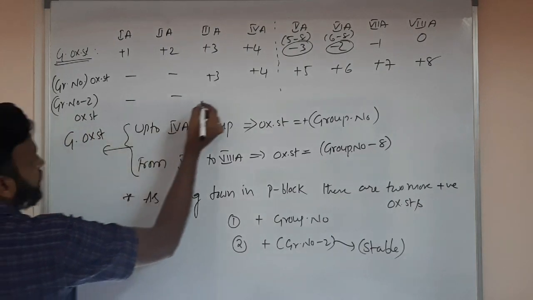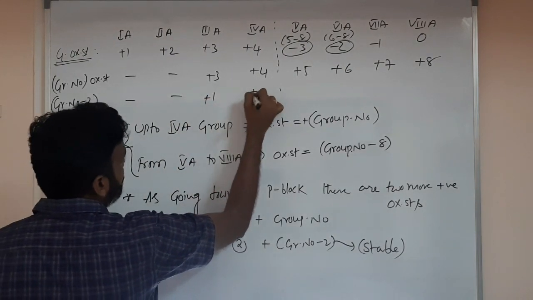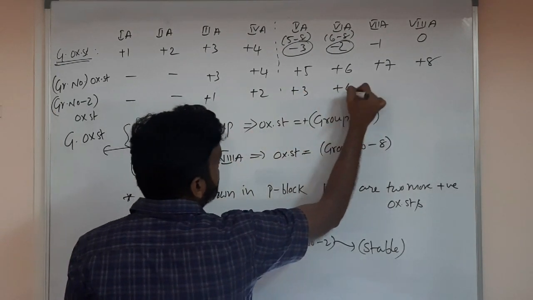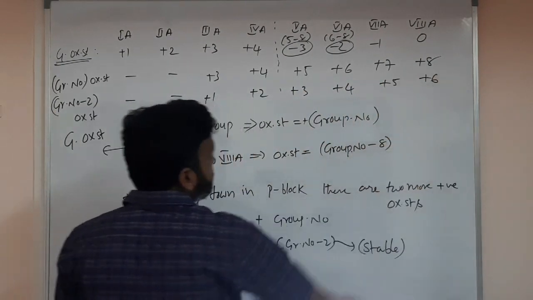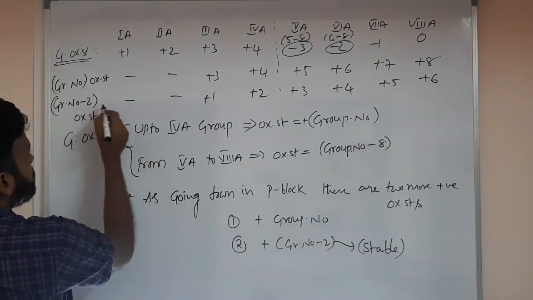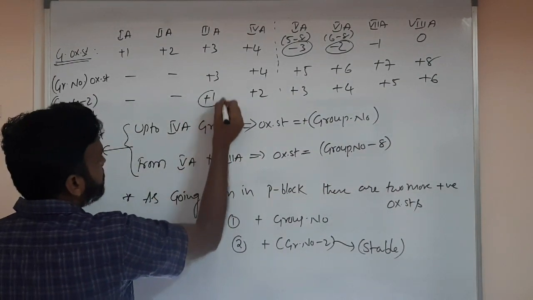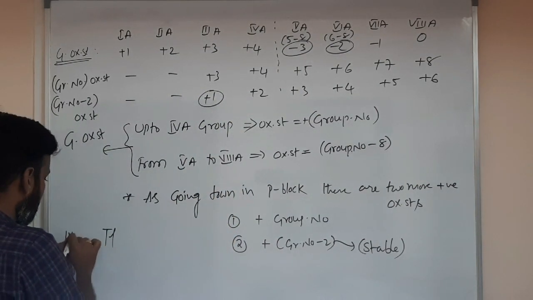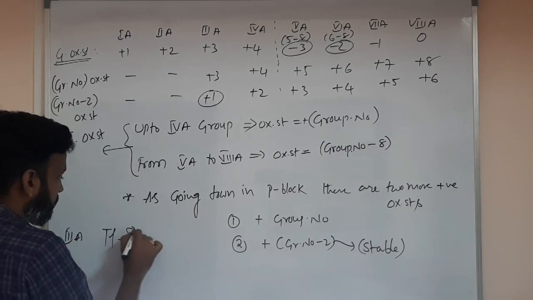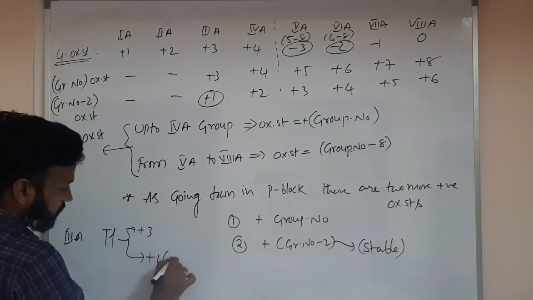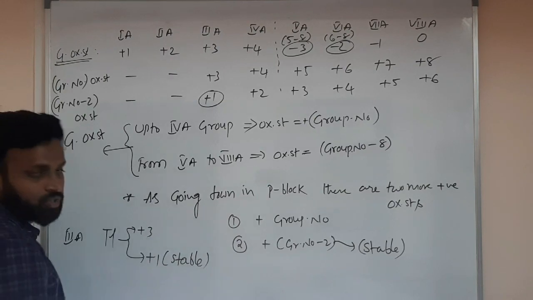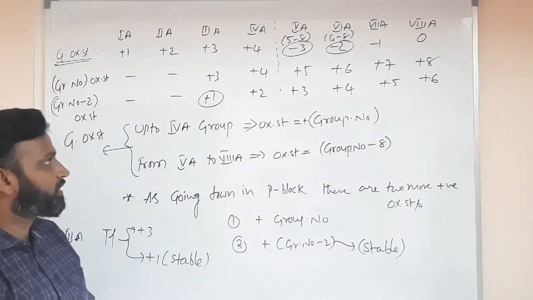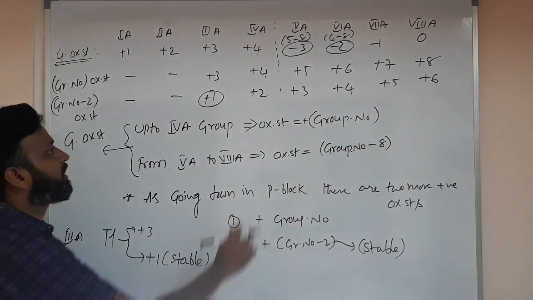Understood? So group number minus 2 means plus 1, plus 2, which I gave in the previous also. Plus 3, plus 4, plus 5 and plus 6. But as going down, which one is more stable? For the third A group, is plus 3 stable or plus 1 stable as going down? For thallium, sir. Thallium is a third A group element or not? A bottom element. So plus 3 is possible, plus 1 is possible, but plus 1 is more stable. Reason understood by everyone? Inert pair effect. Same story. That's why the inert pair effect is very important.